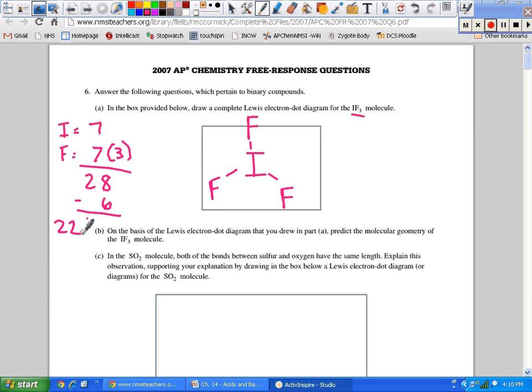Fill them all the way around. So that's going to be 2, 4, 6, 8, 10, 12, 14, 16, 18. So 22 minus 18 is what? 4. So you have 2 extra sets, right? You with me? So you can have 2 here and 2 here.